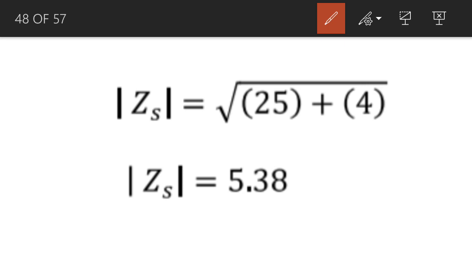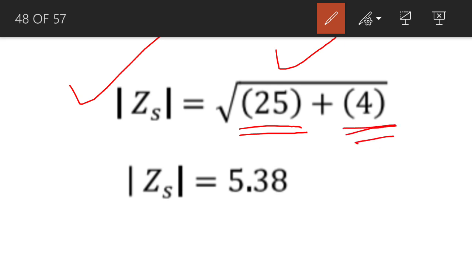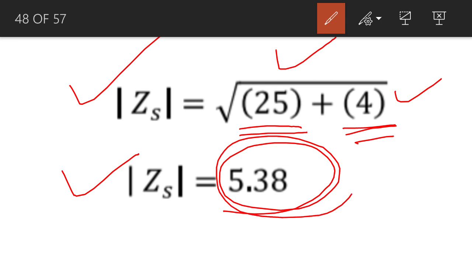If you want to convert the resultant phasor into polar form, we need to calculate the magnitude of this phasor. The magnitude will be equal to the square root of the square of the real component, which is the square of 5, that is 25, plus the square of the imaginary component, which is the square of 2, that is 4. So the magnitude of the resultant vector is 5.38.